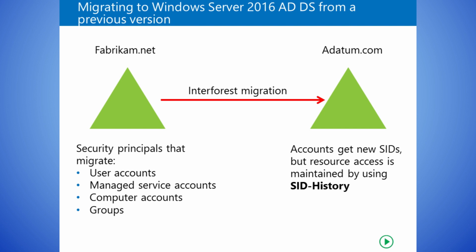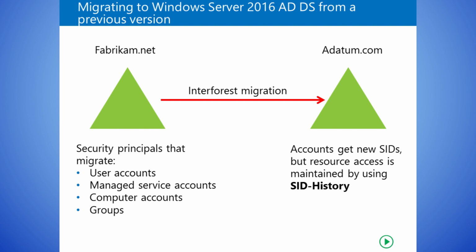The SID history attribute. During the migration, you might have moved user and group accounts to the new domain, but the resources that the users need to access might still be in the old domain. When you migrate a user account, ADDS assigns it a new SID. Because the resource in the source domain grants access based on the user SID from the source domain, the user cannot use the new SID to access the resource until the resource is moved to the new domain.